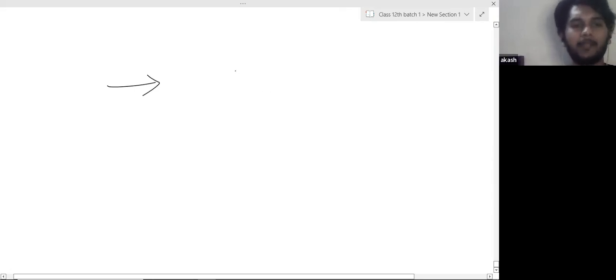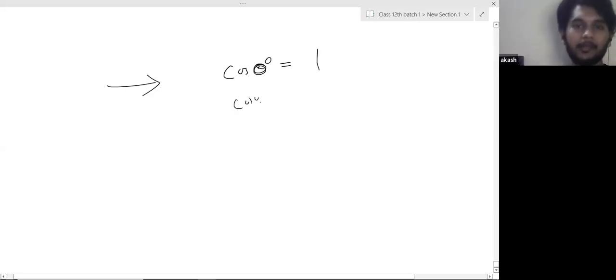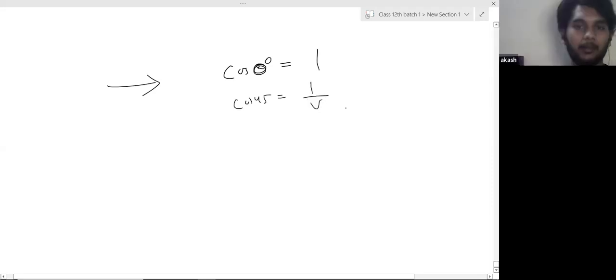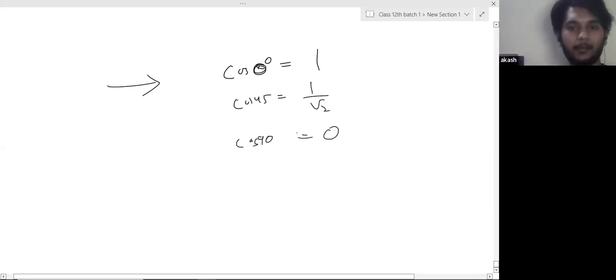Shekani, do you remember the values for cos? Cos 0 is? 1, I guess. 1, right? Cos 45 is? 1 by root 2. All right. Cos 90 is? 0. Cos 90 is 0. And 90 we say pi by 2. 45 is pi by 4. 0 is 0.